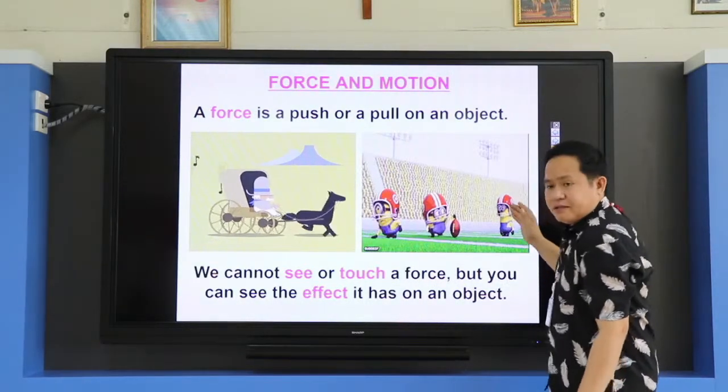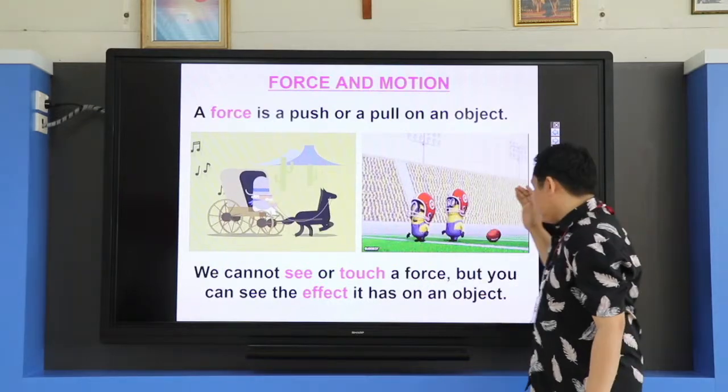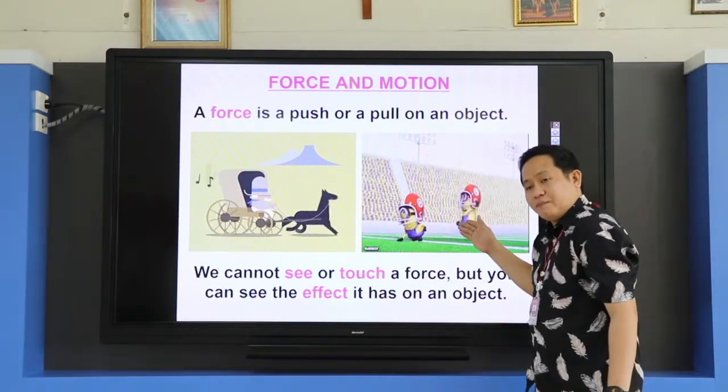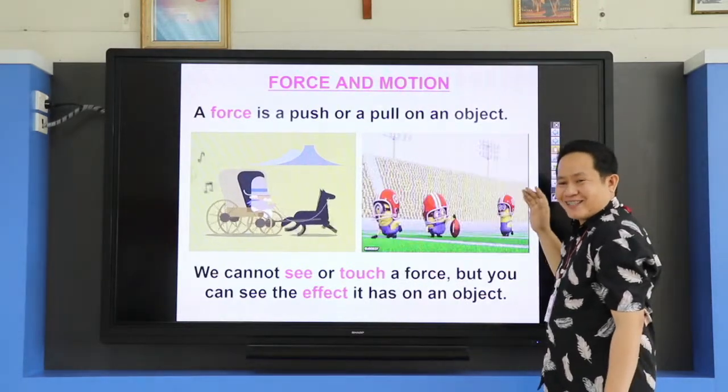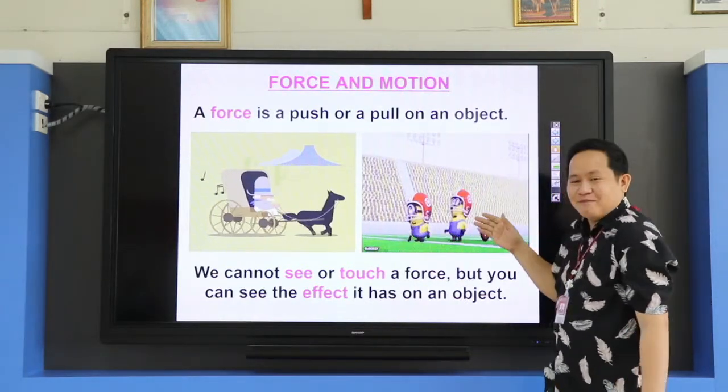These are minions. Minions are boys or girls, Teacher Joe? Boys. They're boys. Yeah, I'm not sure. I really did not watch the movie.